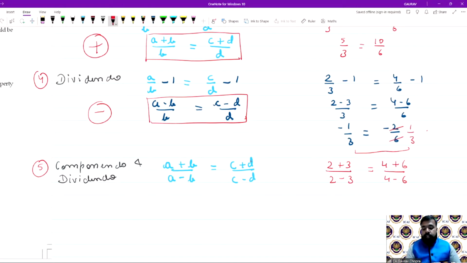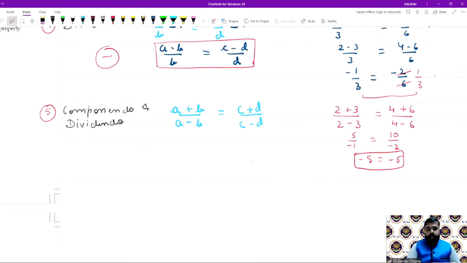So what is the result? 5 by minus 1 and 10 by minus 2. If we cancel, we get minus 5 equals minus 5. So still they are equal. Applying both together, componendo as well as dividendo, they will still be in proportion. All right. So this is property number 5.